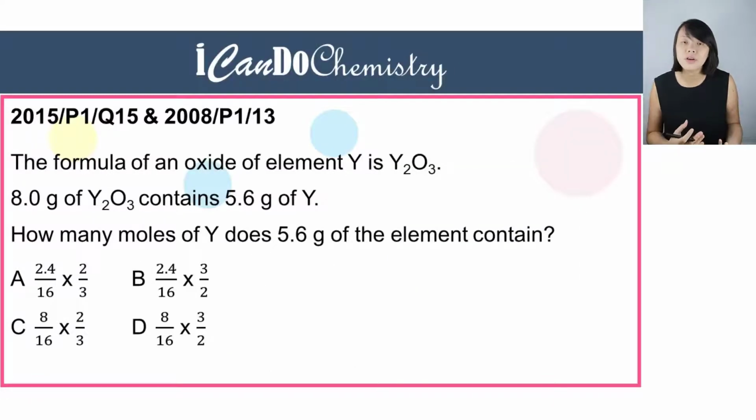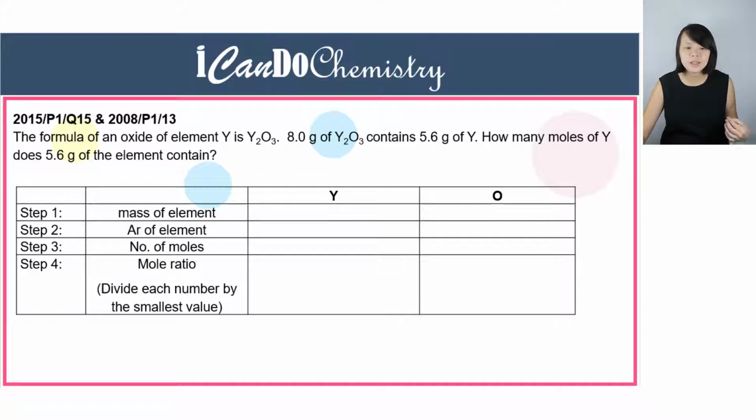So using the same four-step method, we are going to determine the moles of Y in this compound. In this question, they say that the formula of an oxide of element Y is Y2O3. Y2O3 is the compound that we're dealing with in this question. The other info given to us is that 8 grams of Y2O3 contains 5.6 grams of Y. So just from this info, we know that the mass of this whole compound is 8 grams.